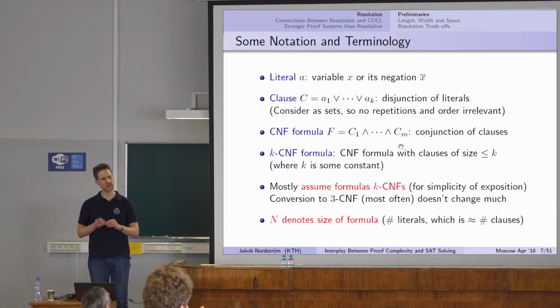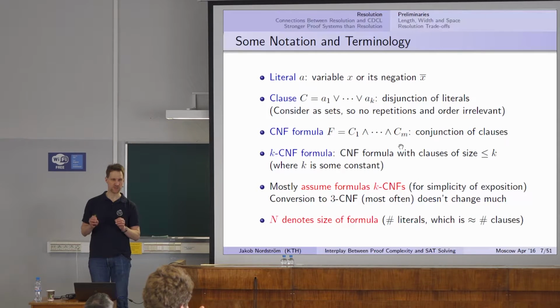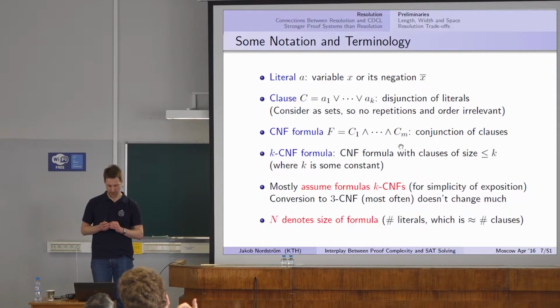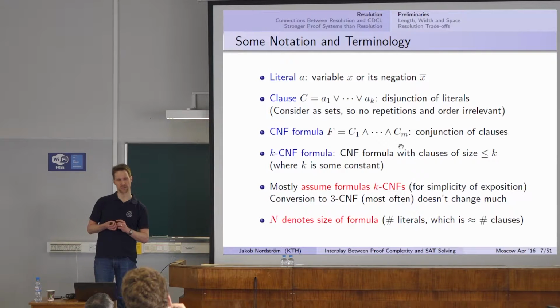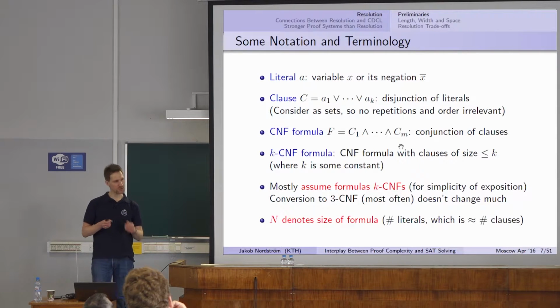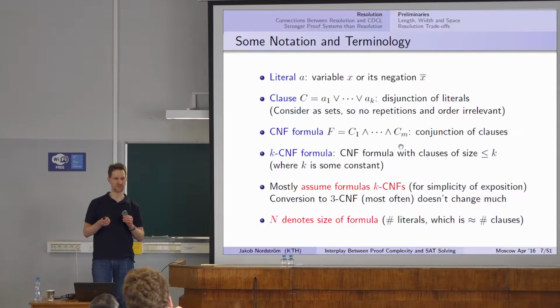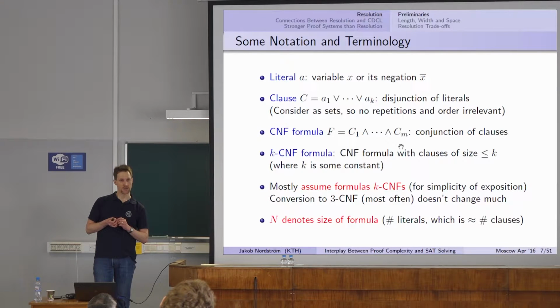Throughout this talk, unless stated otherwise, I'll assume all formulas are k-CNF formulas. So all clauses have bounded size, where k is some constant. This is mostly for simplicity of exposition. It makes some of the results cleaner to state. It usually doesn't affect anything. There's one crucial area where it does affect things a lot, but I will tell you. And also, if there's some capital N flying around on some slide, unless otherwise stated, it's typically the size of the formula, so the total number of literals counted with repetitions, because that's how we're going to state our complexity results, in terms of formula size.